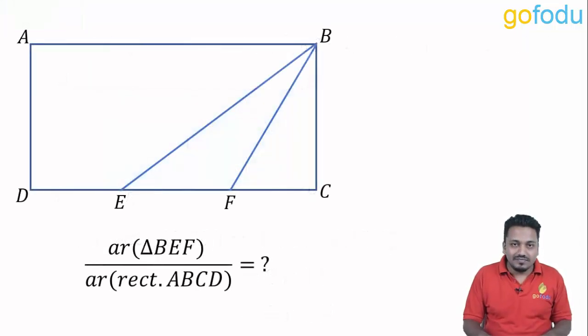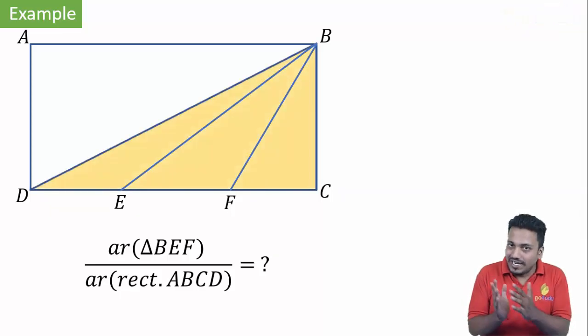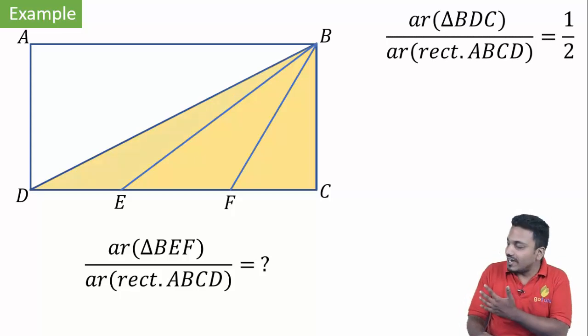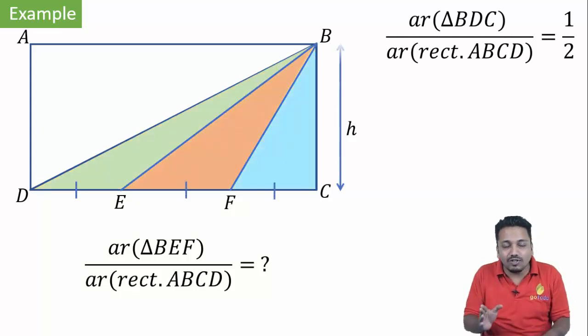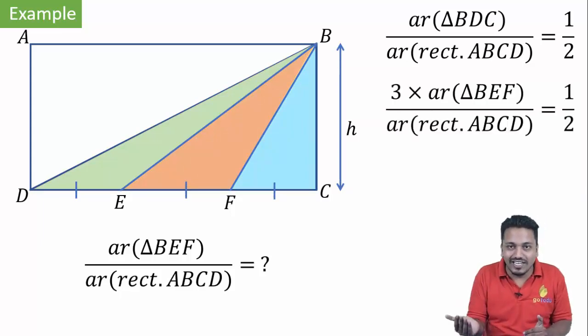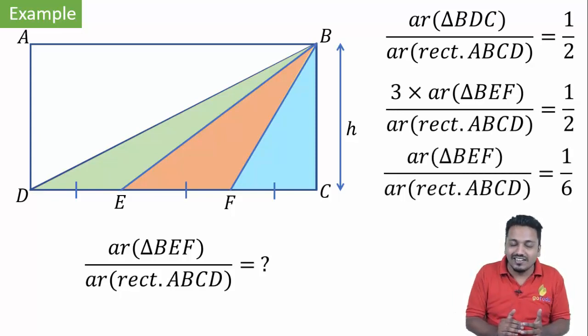Next question. Again, this is from CAT 2001. Area of triangle BDC is half of overall rectangle, right? And these 3 triangles have equal area as the bases are equal and the height is also same. So area of triangle BDC is 3 times the area of triangle BEF. So the ratio of triangle BEF to whole rectangle is 1:6.